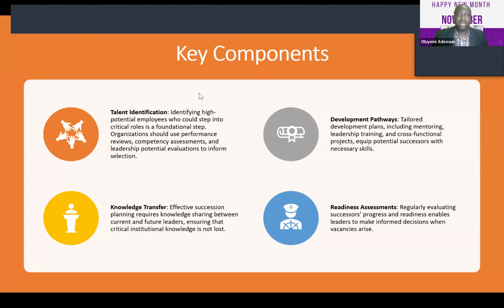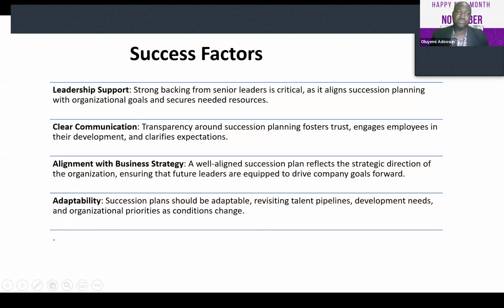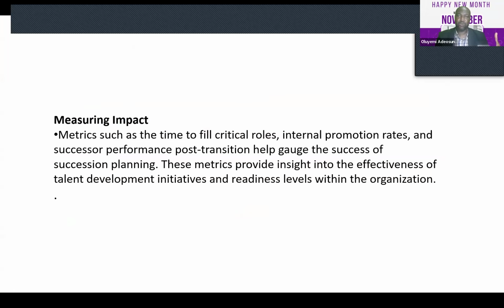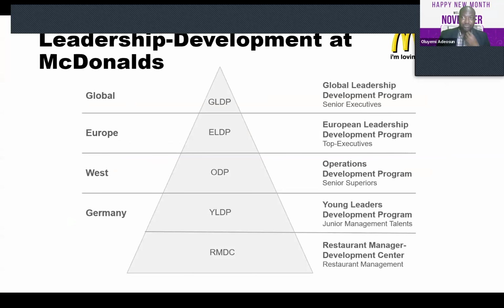Readiness assessment, very critical. Let me rush through some success factors we need. You need leadership support, management buy-in. This is customary to any HR initiative or program. You need to have clear communication. It must align with the business strategy, and you must adapt it. And of course, we've spoken about measurements.